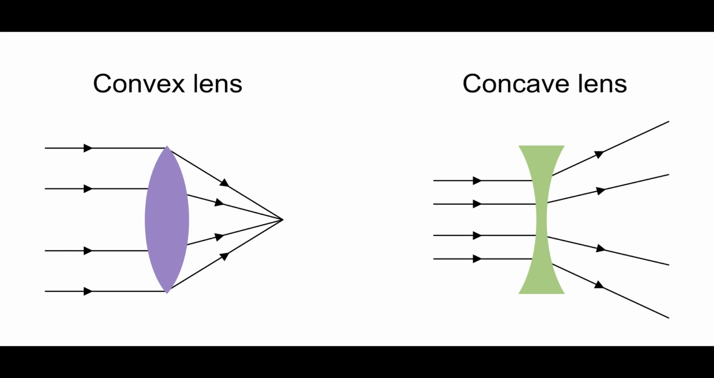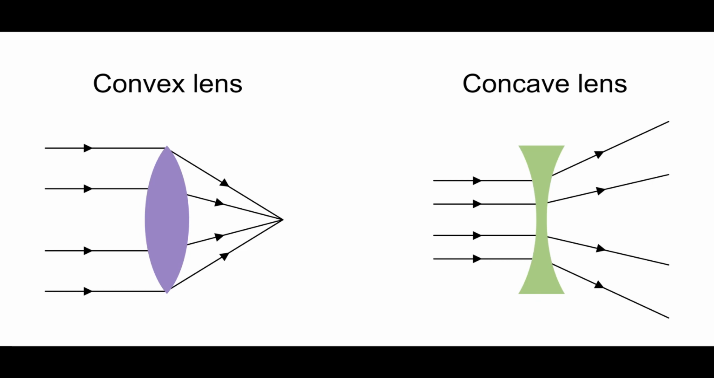There are two main types of lenses, convex and concave. A convex lens is thicker in the middle and thinner at the edges. It's like a little bulge. When light passes through the convex lens, it bends the light rays inwards. This can make things look bigger and closer, just like a magnifying glass.